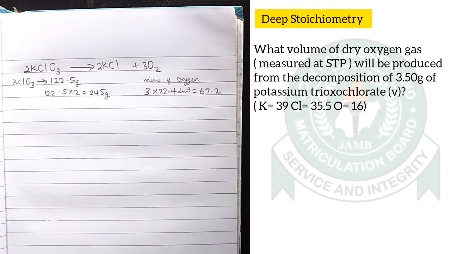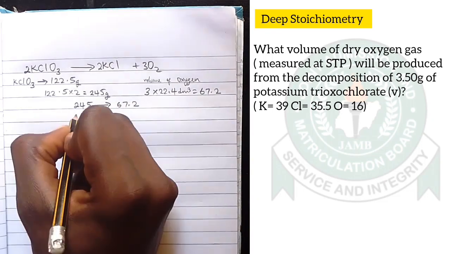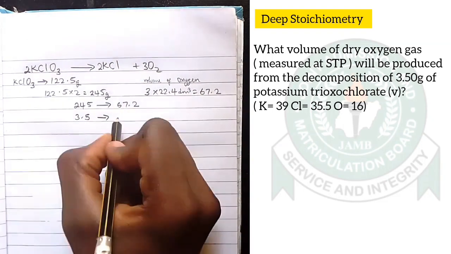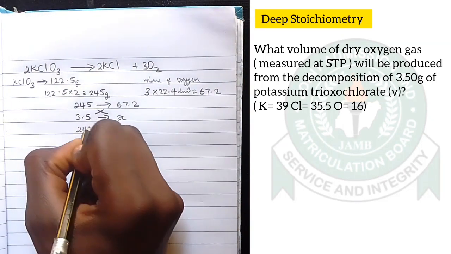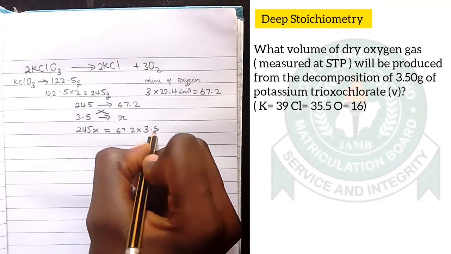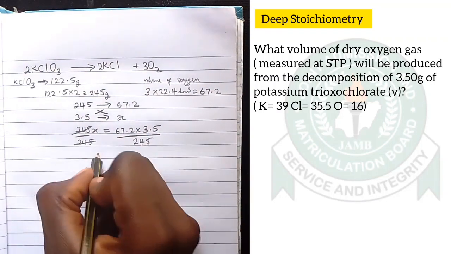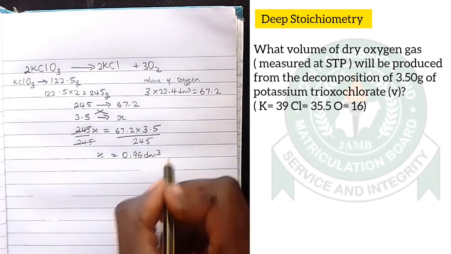You can see how I did it: I multiplied 3 by 22.4 decimeter cube. So 245 will give me 67.2, and 3.5 will give me x. The normal cross multiplication method gives me 0.96 as the answer.